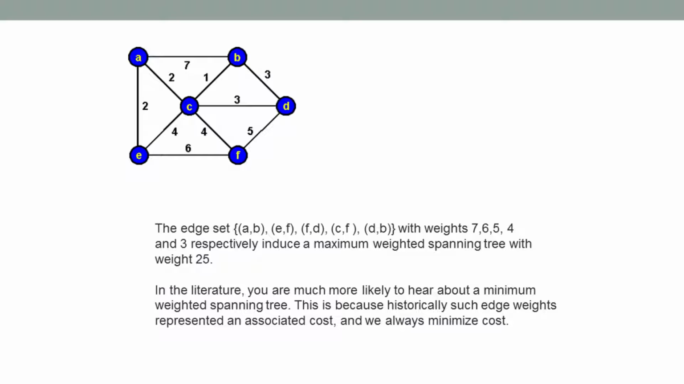Now in the literature, you're usually asked to find a minimum weighted spanning tree, which is fine. The same algorithm applies, except at each step you choose the lowest weight instead of the highest weight. This is just historically because the applications were often, the edge weights were considered a cost. And of course, if you're in business, you always try to minimize the cost. But in general, it could be minimum or maximum, as we've just illustrated.